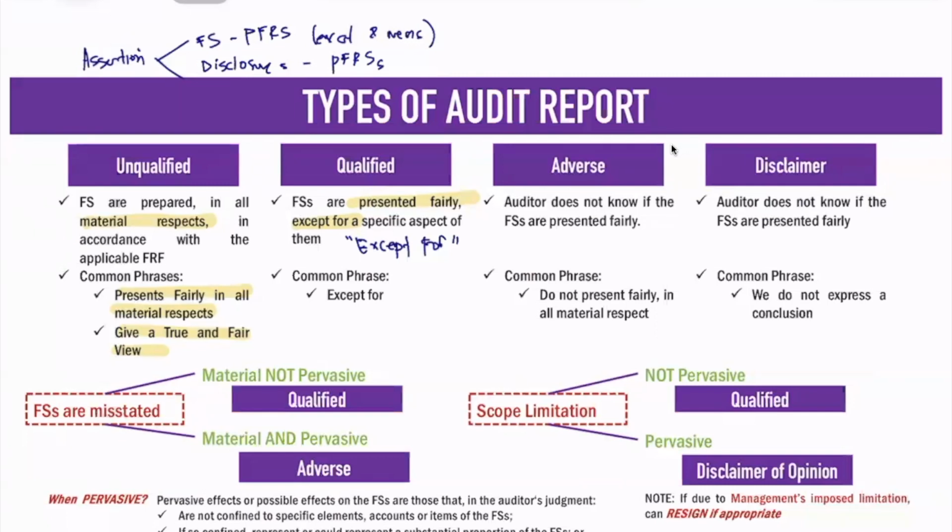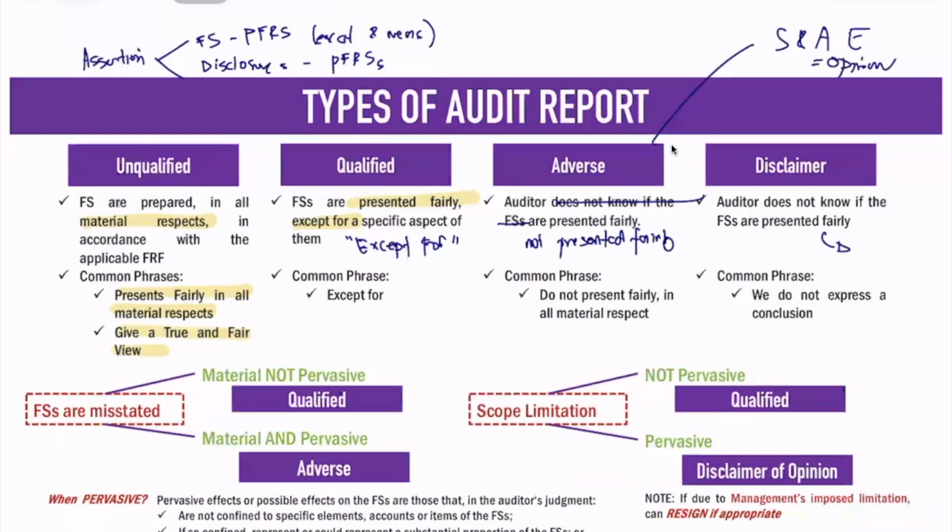Next, adverse. If the report is adverse, it means that the auditor does not really think that the FS are presented fairly. So what is the difference between adverse and disclaimer? In adverse, you still obtain sufficient and appropriate evidence. That's why you can provide an opinion.